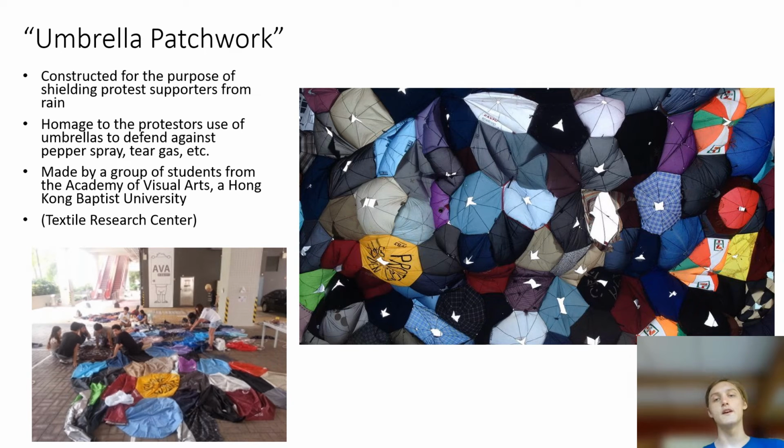Another beautiful piece that I find interesting because of its utility is the umbrella patchwork. This piece was made by a group of students over 3 days out of 250 discarded umbrellas that were strung over a walkway for the purpose of protecting protesters from rain, as well as paying homage to the movement's use of umbrellas to block tear gas, pepper spray, and other crowd control devices.